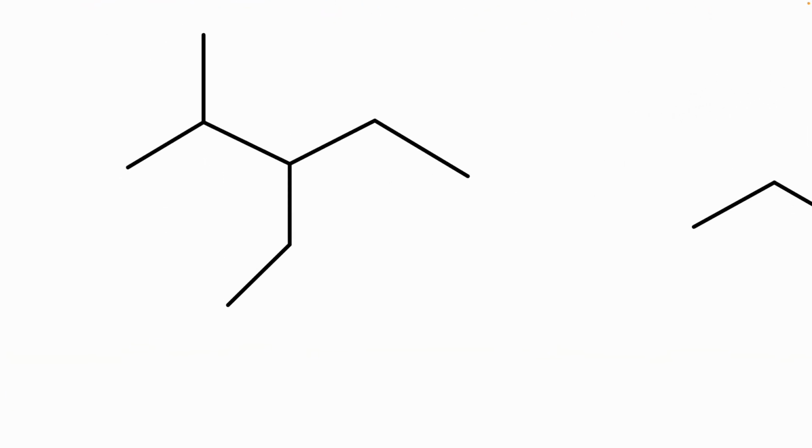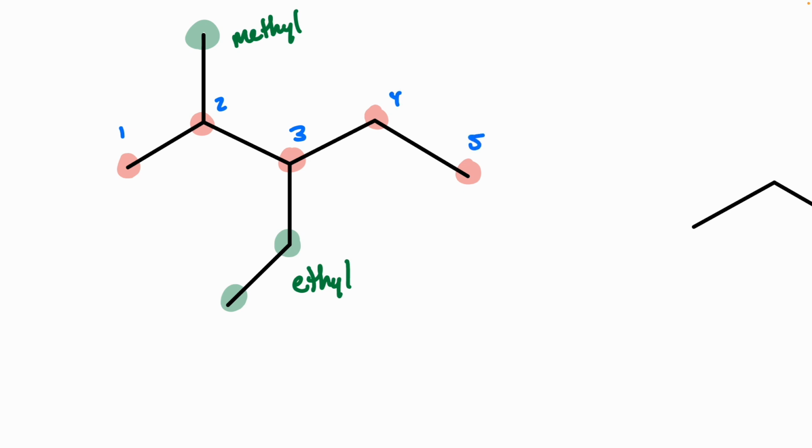All right, so I'm going to find my parent chain. 1, 2, 3, 4, 5 carbons. I have two substituents. This one carbon substituent up here would be a methyl group. And this 2 carbon substituent down here would be an ethyl group. I'm going to put in my numbering scheme. 1, 2, 3, 4, 5. 1, 2, 3, 4, 5.